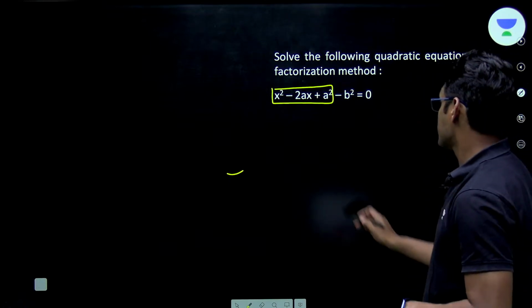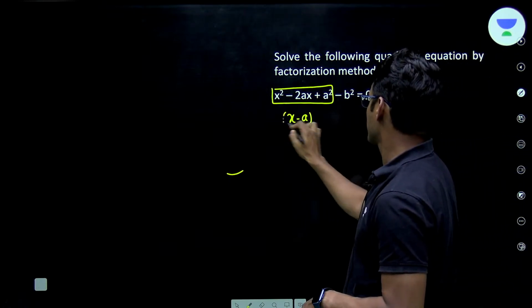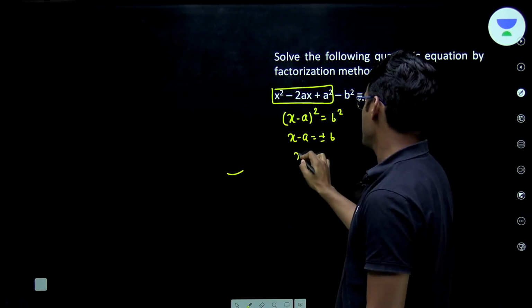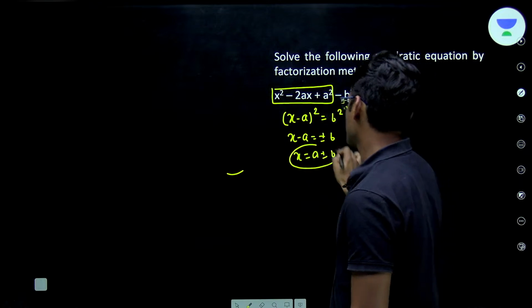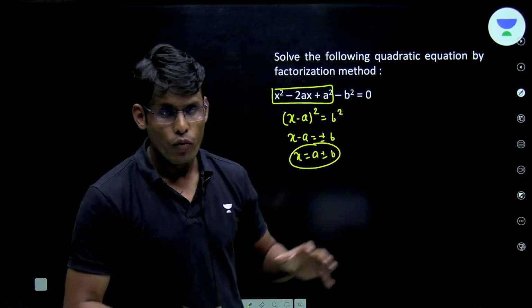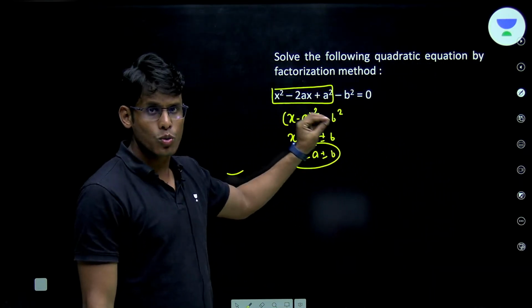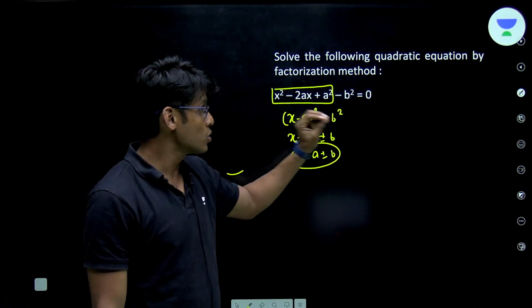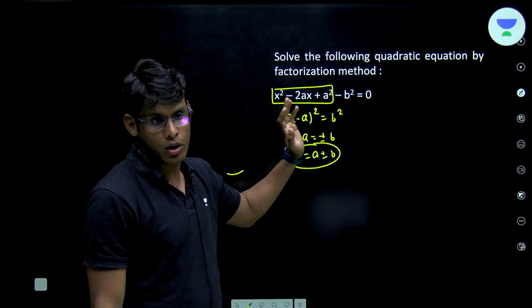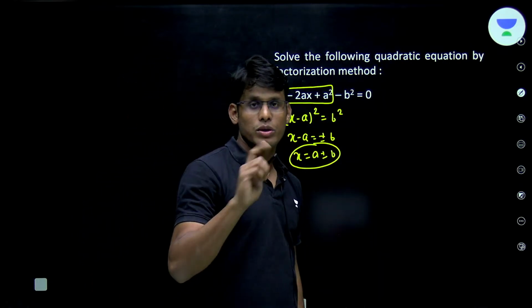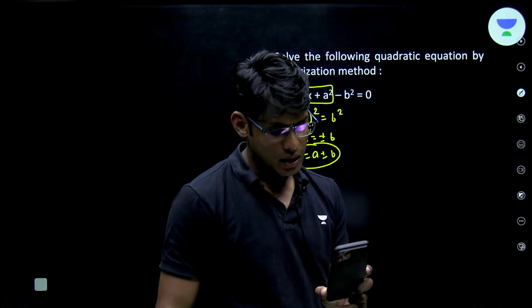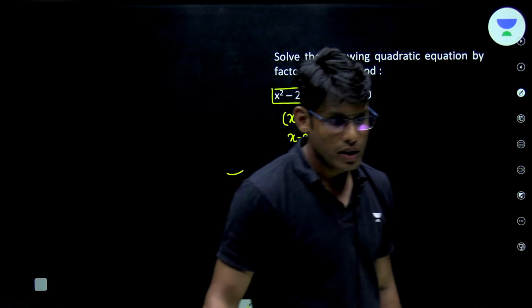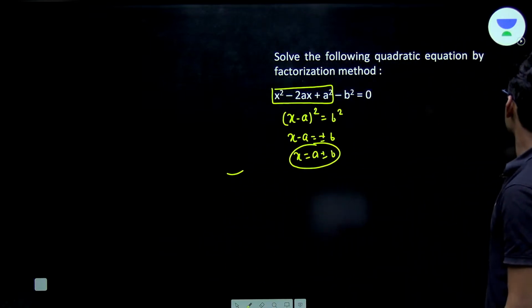So this is x minus a whole square equals b square, which means x minus a is equal to plus or minus b. So which means x is equal to a plus or minus b. So see, eventually you will be able to see the roots just by looking at the equation, but it requires a lot of practice. You will need to solve at least 100 to 200 problems of quadratic, and that too without using any pen. Getting my point? So this is the answer.